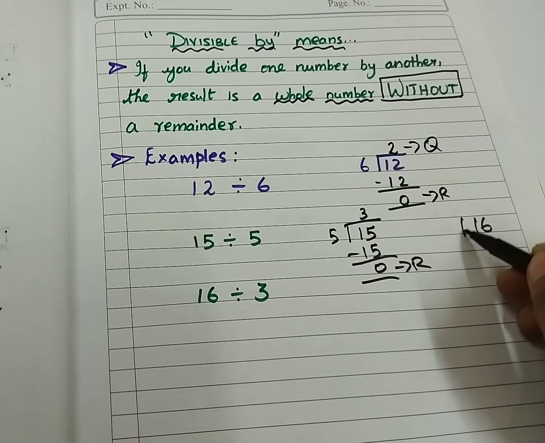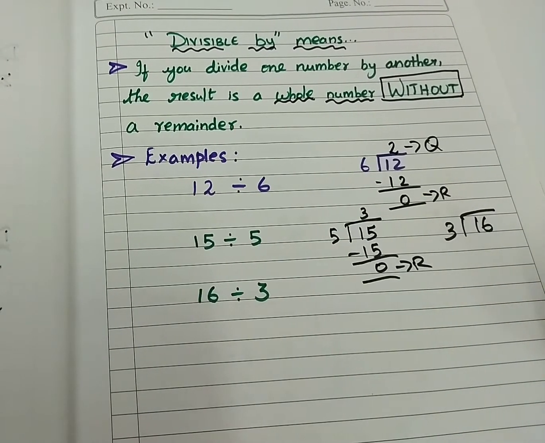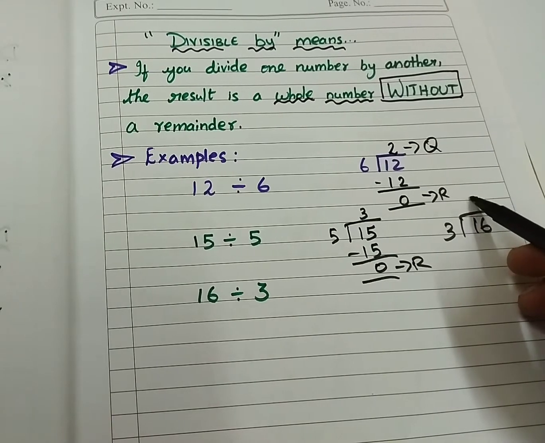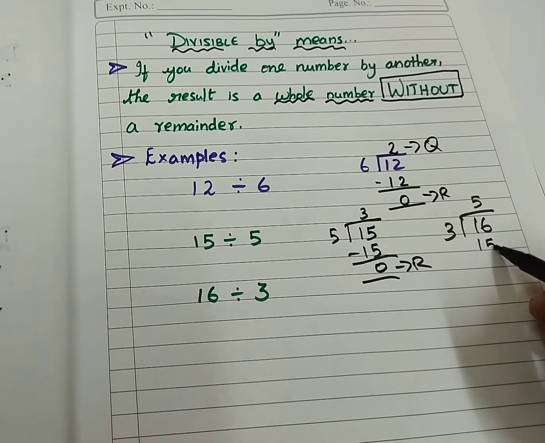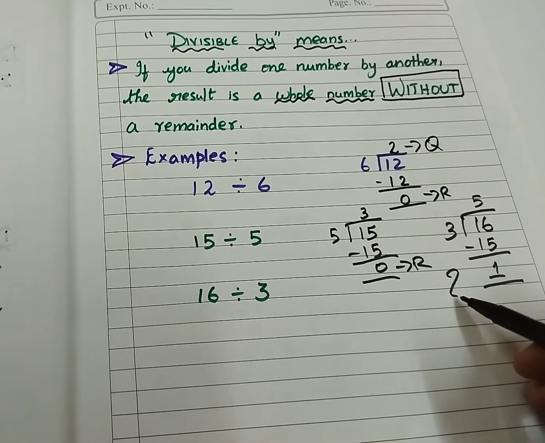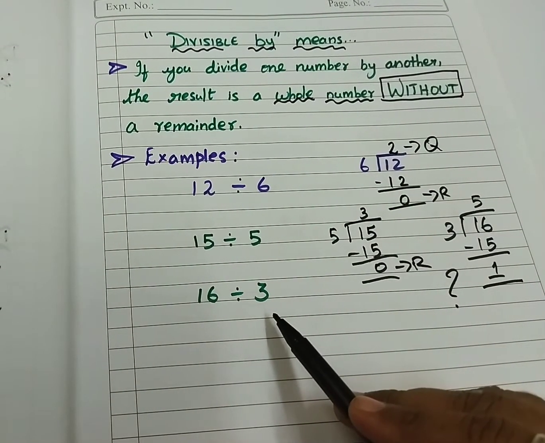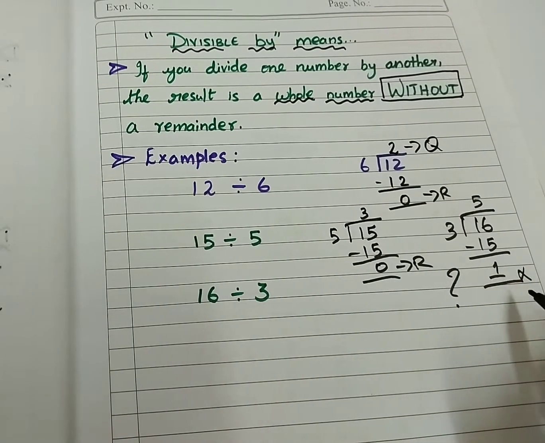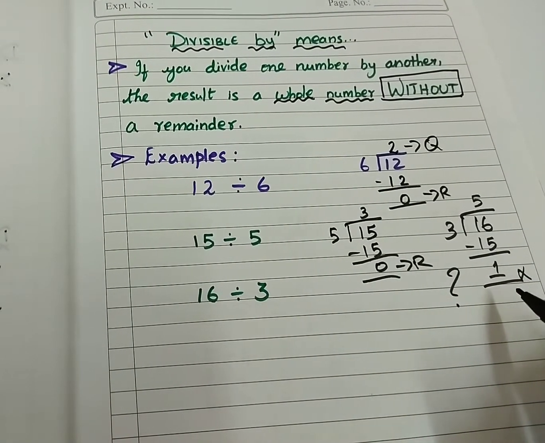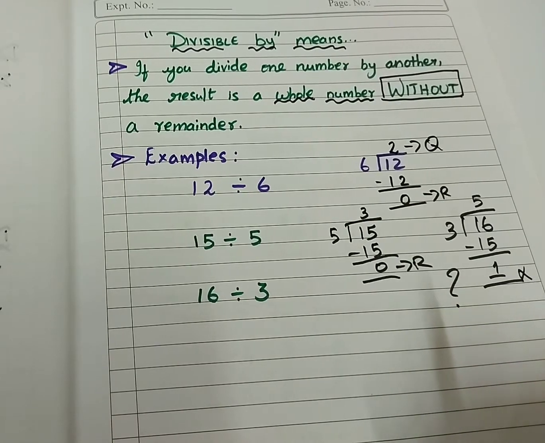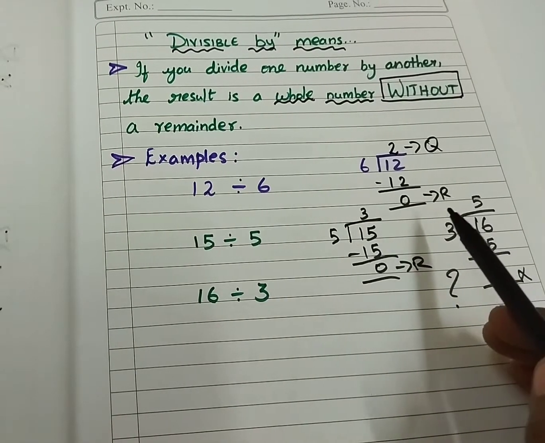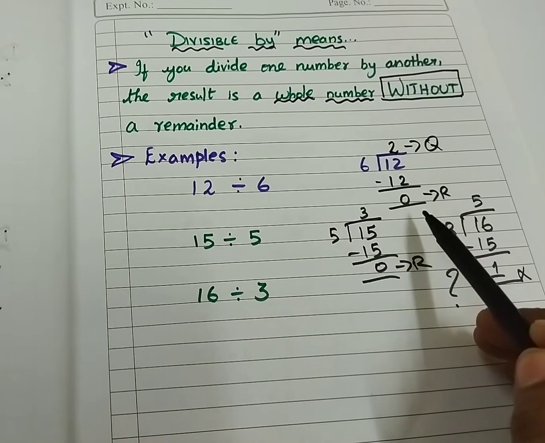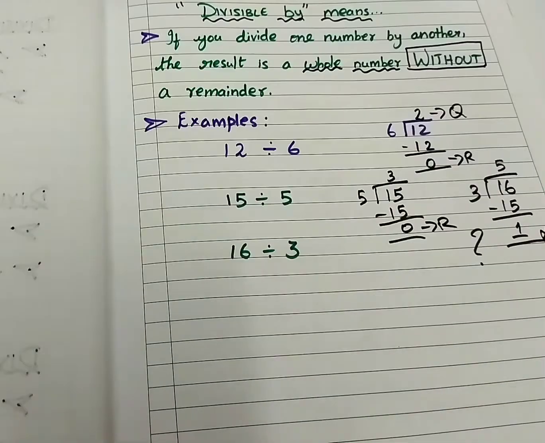Now 16 divided by 3. Come on, check it. In the 3 table, is 16 coming? No. Lesser than that, what is there? 5 3s are 15. I am getting the remainder. Do you say that this 16 is exactly divisible by 3? No, because I got a remainder. If I got a remainder, it means that it is not exactly divisible. So divisible means you should get the remainder as 0.